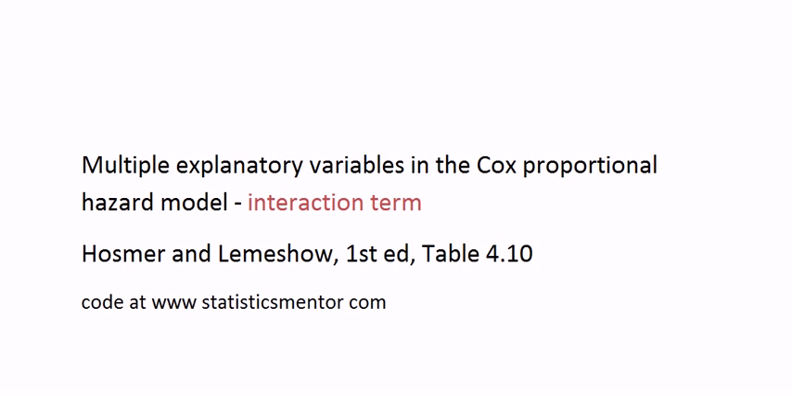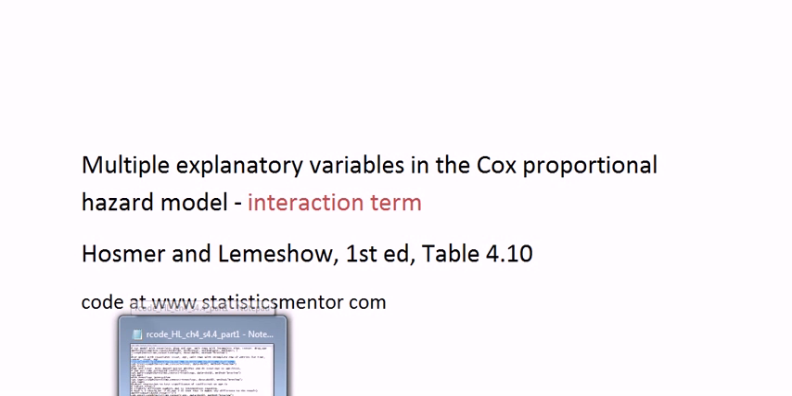Okay, continuing on from the multiple explanatory variables in the Cox proportional hazard model, in this video we're going to be focusing on the interaction term. What is it and how do we interpret the coefficients? You don't need the book by Hosmer and Lemeshow, first edition, but this is the example I'm using.